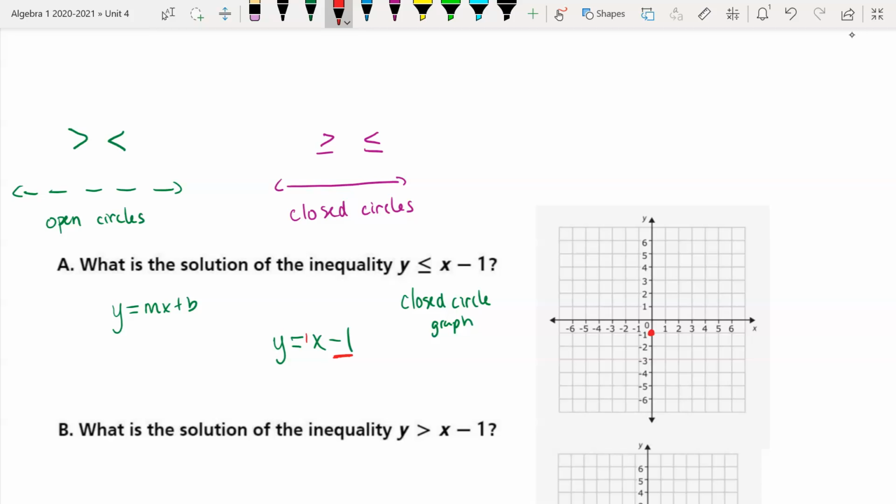And my slope is 1 over 1. So I'm going to go up 1, right 1. Up 1, right 1. Keep plotting points. Or I can go down 1, left 1. Just to show you guys what it's going to look like. So again, I'm going to use a solid line.